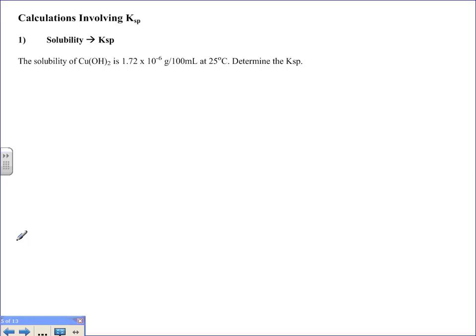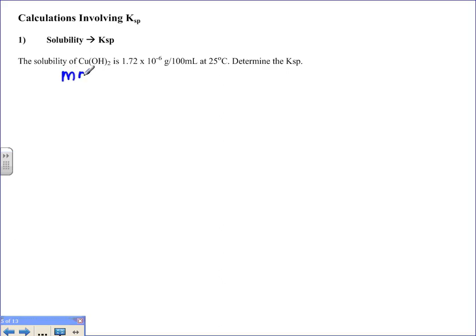The first type of problem is when we're given the solubility and we're asked to find the Ksp. We're given here that the solubility of copper hydroxide is 1.72 grams per 100 milliliters at 25 degrees Celsius, and it asks us to determine the Ksp. In order to determine the Ksp, we need to be working with the molar solubility. So first we change the solubility given to us in grams per 100 milliliters to a molar solubility.